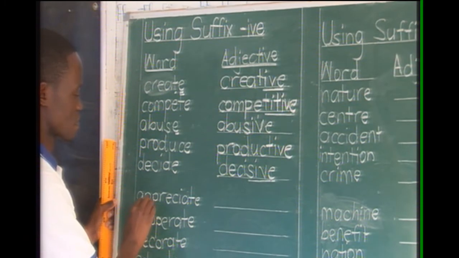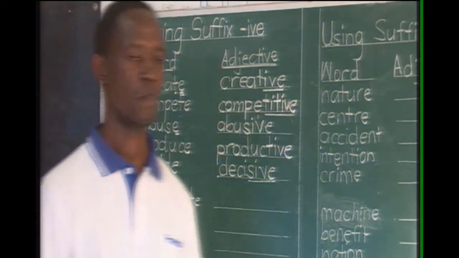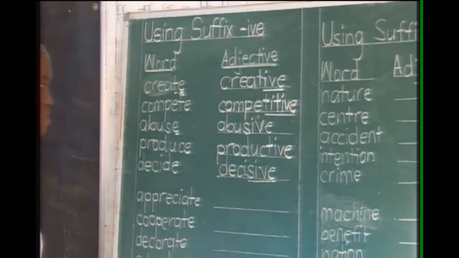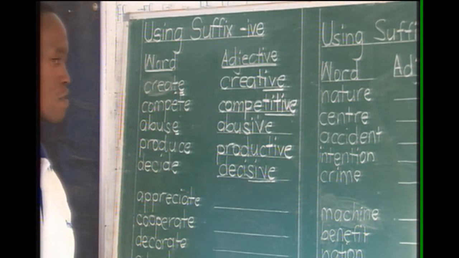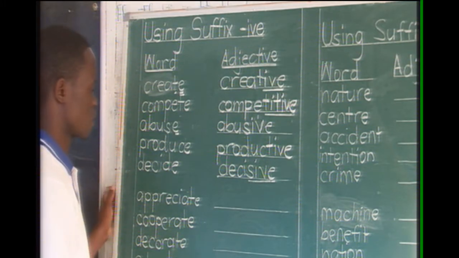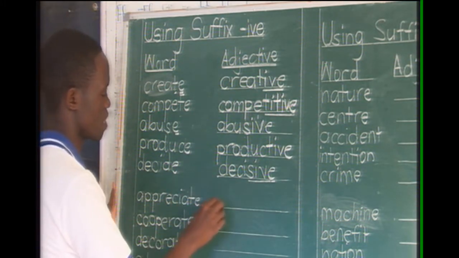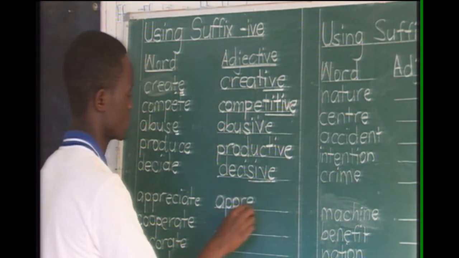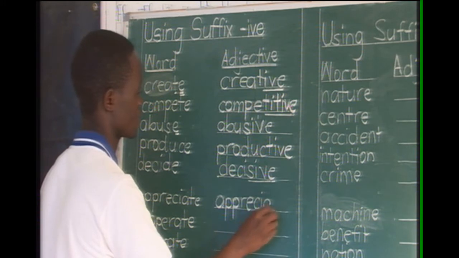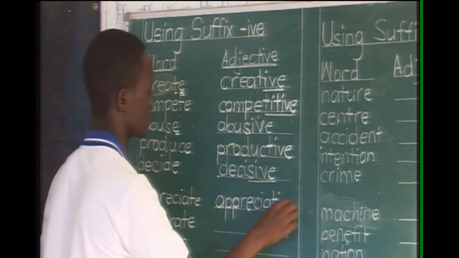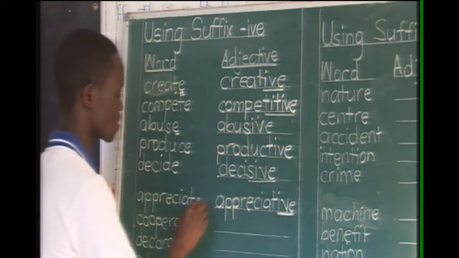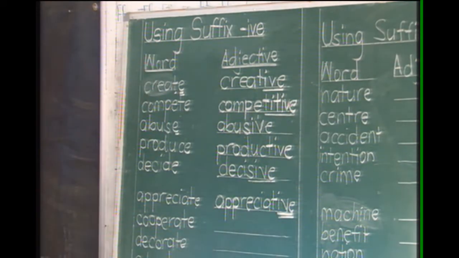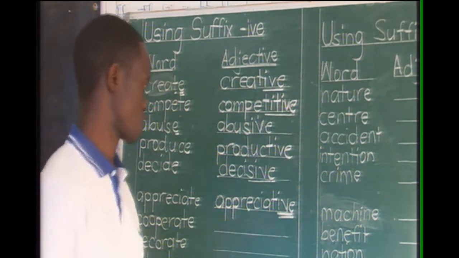Next is appreciate. Appreciate is another verb. We want to form an adjective from appreciate using IVE as our suffix. Appreciate, the adjective will be appreciative. Double P R E C I A T I V E. The last E after T, we are replacing it with IVE. So IVE is our suffix in this case.